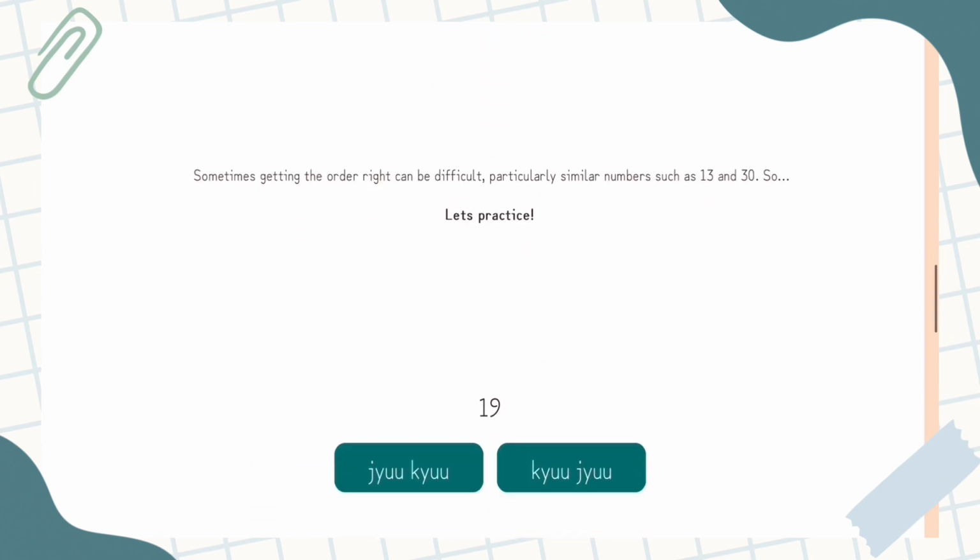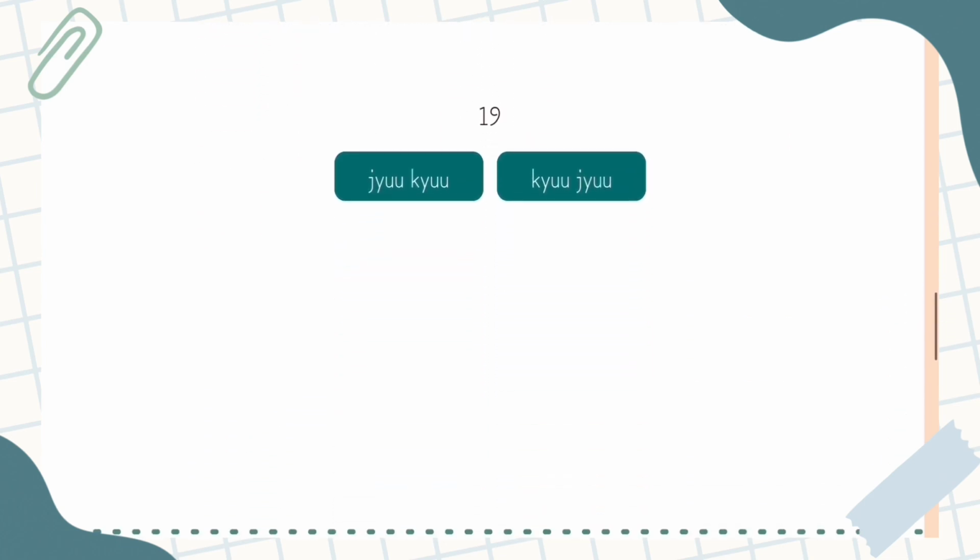On my website, I believe I have a little game for this. We're not going to go over this one right now. You can go to the website if you want to play it, but you just read the number. Is that jukyu or kyuju? It's 19 because the 10 part comes first. Jukyu. And I think it also says it after. You might have heard that, but you can hear the number.